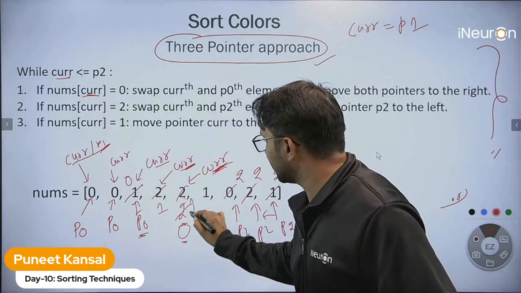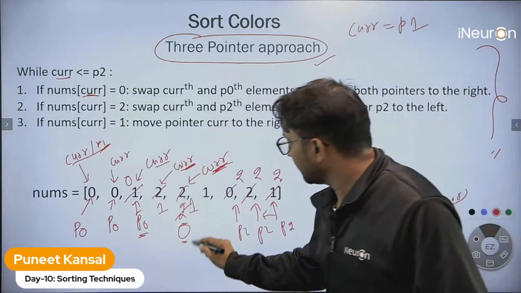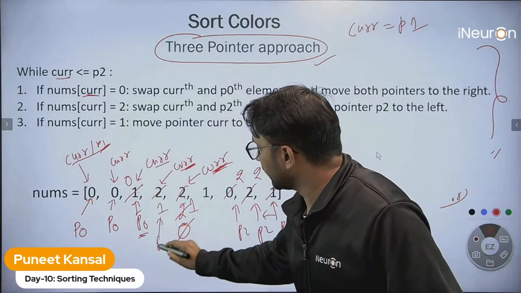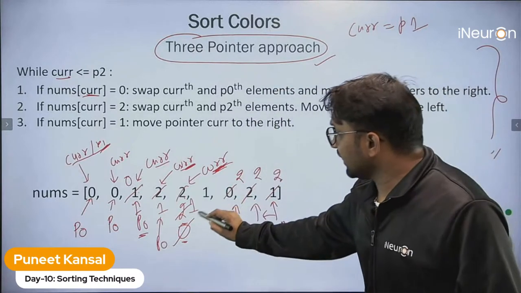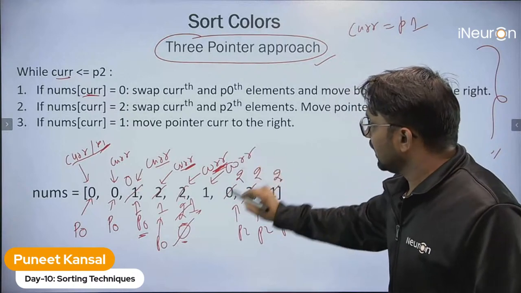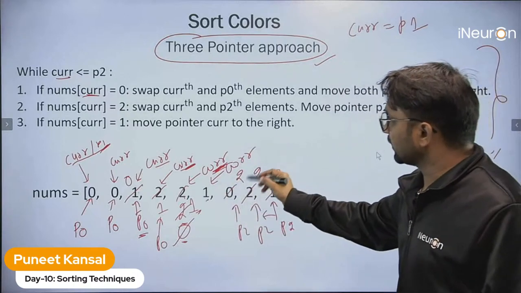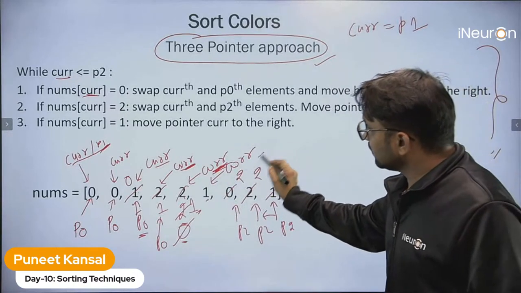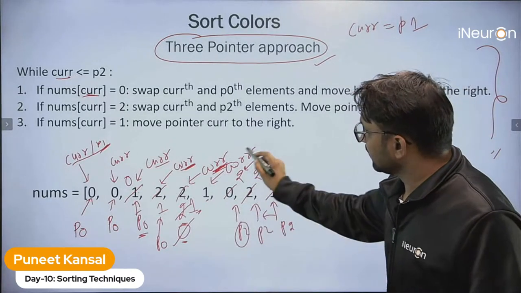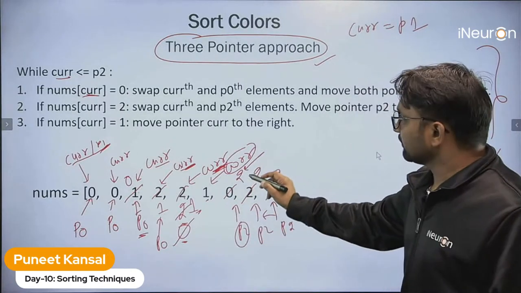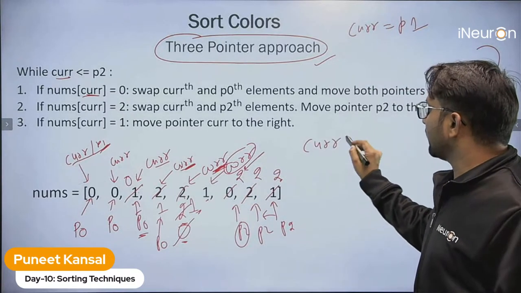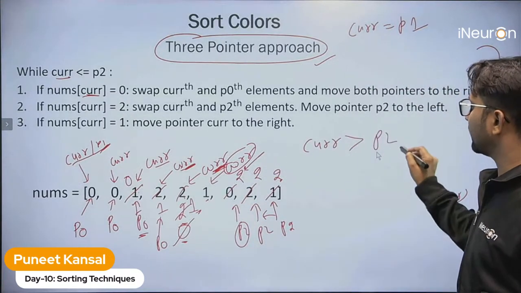Here 1 is here, 1 will come here. So 0 will go there, and we will move our P0 pointer. And here we have 1, we can move the current pointer also. Again 1, we can move the current pointer. And this time we have 2, and we are at the same position, so we will swap 2 with 2 and move on. When current passes over, when current is greater than P2, we can stop.